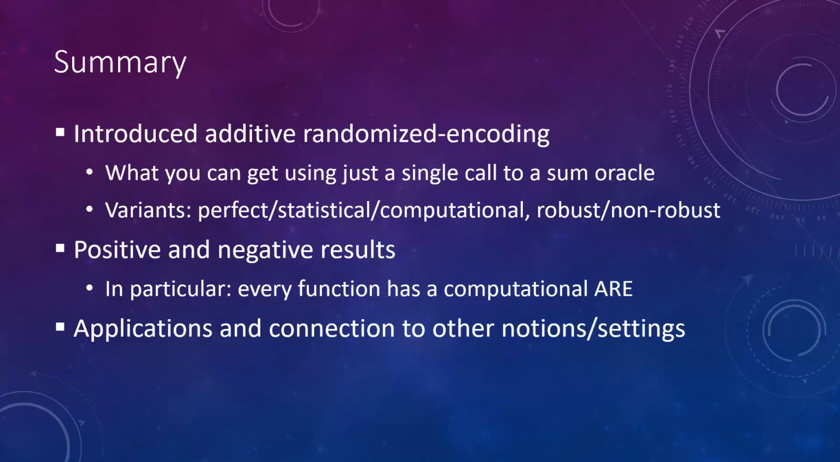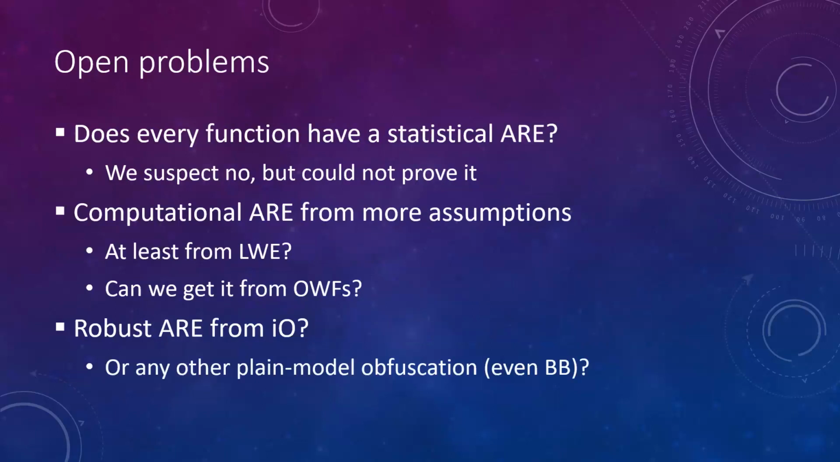Right. So what we did here, we described this notion with these variants of perfect, statistical, computational, robust or not, positive and negative results. In particular, on the positive side, every function has a non-robust computational ARE, and we have applications and connections to other notions. And I want to conclude with a few open problems.